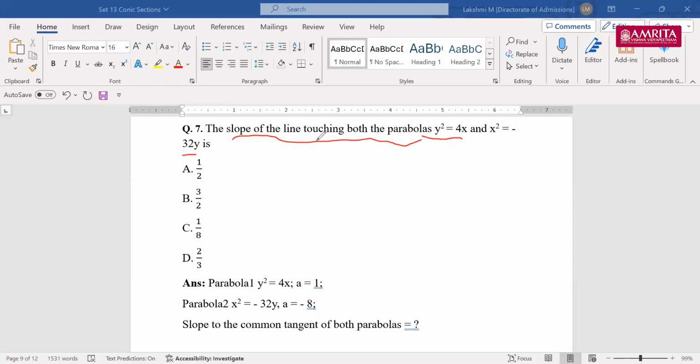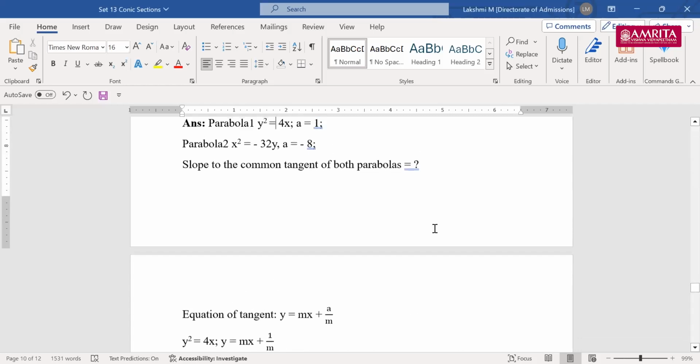So yes, please start doing this question. After this, I'll share it. I think somebody has replied option C. Okay, let's check this.